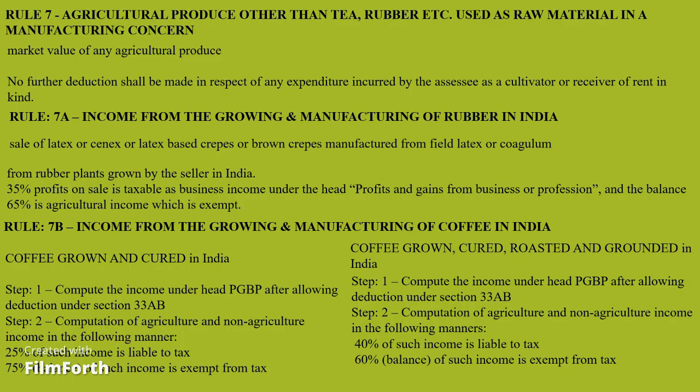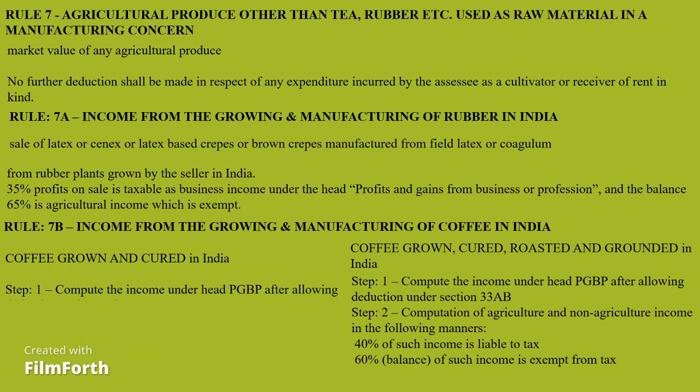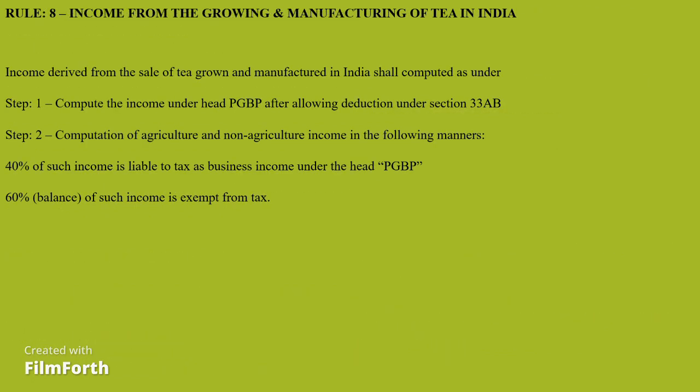65%, balance, of such income is exempt from tax. I have given an example problem for clear understanding. Take a look. Rule 7B. Income from the growing and manufacturing of coffee in India. Income derived from the sale of coffee grown and cured in India shall be computed as under. Step 1. Compute the income under head profits and gains of business or profession after allowing deduction under Section 33AB. Step 2. Computation of agriculture and non-agriculture income in the following manner.